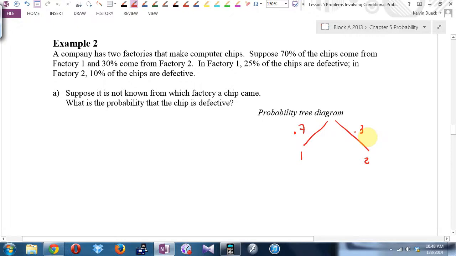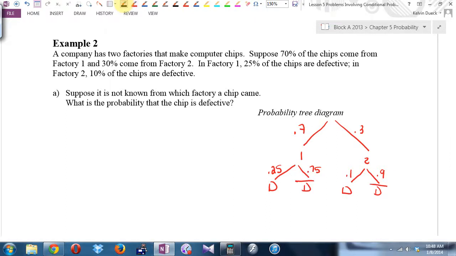And then you can either be defective or not. What would be a good letter to use for defective? So you can be D, or remember our abbreviation for not D, that horizontal bar? D, not D. If you're in factory one, what's the probability that the chip is defective? 0.25. And logically, what's the probability that it's not defective then? 0.75, because they got to add to one. Hey, if you're in factory two, what's the probability that your chip is defective? And 0.9. There's my tree.